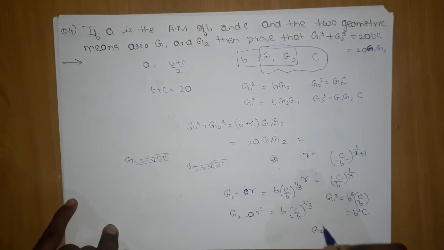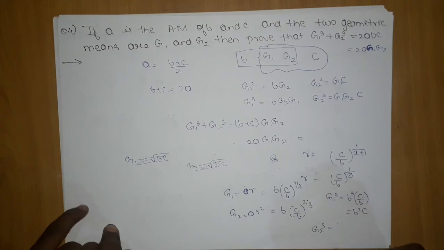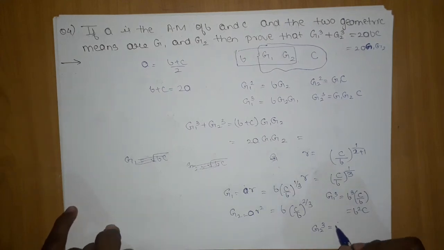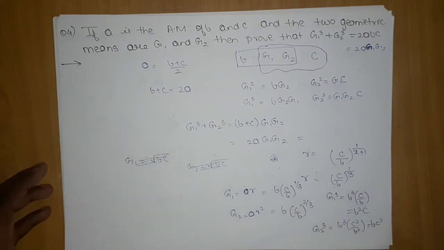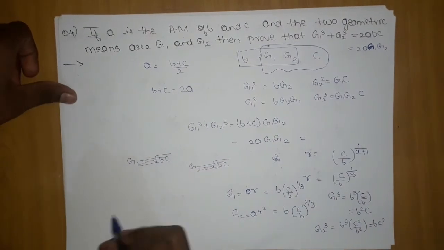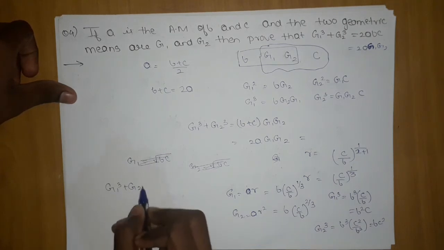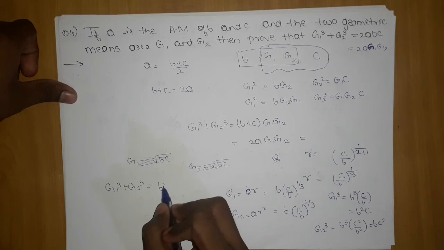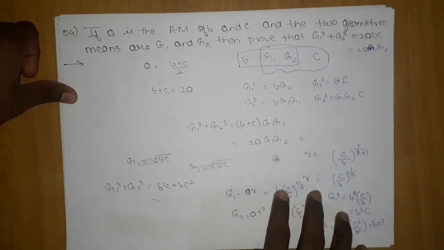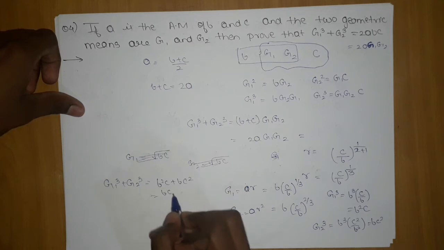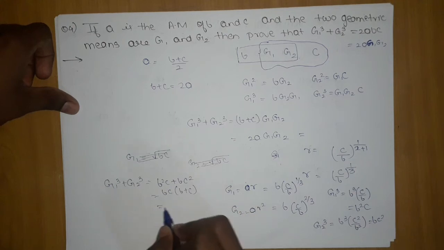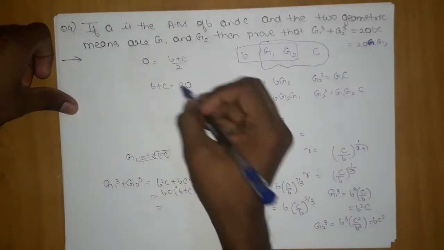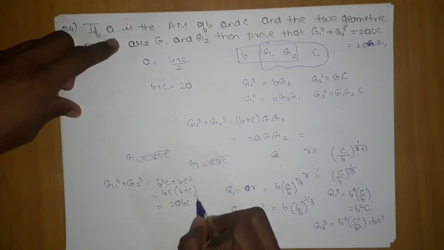Similarly, g2 cube is b cube into c square by b square, so you get b into c square. If I add them, g1 cube plus g2 cube, what I have is b square c plus bc square. If I take bc common, I have b plus c, which is nothing but 2a. So 2abc. So we have proved this also.